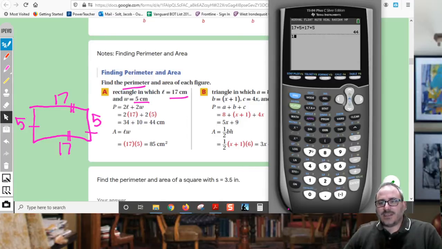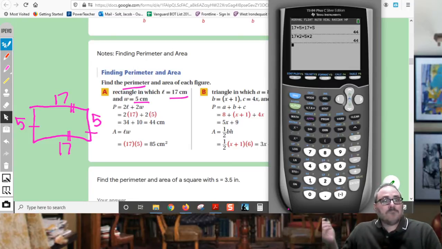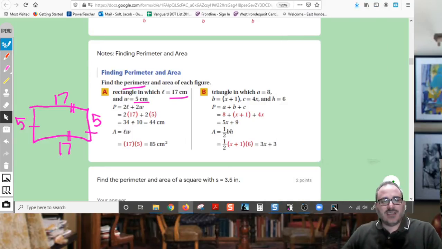I can say 17 times 2, because I know there's two 17s, right? Plus 5 times 2, because I know there's two 5s. 44. Same thing. You pick whichever way you're more comfortable with. That's fine. Take the shortcut. I recommend the shortcut. If you don't like the shortcut, fine. Just figure it all out. Add them all up. No biggie. Okay?